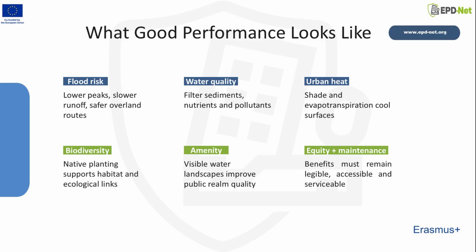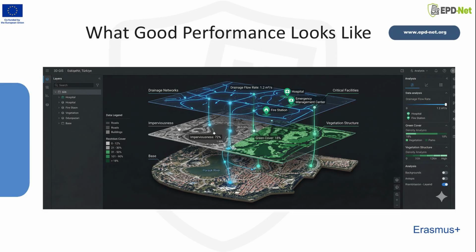Finally, equity and maintenance must also be considered, because benefits should remain legible, accessible, and serviceable over time. This multi-dimensional understanding of performance is essential in ecological planning. Stormwater interventions are valuable not only when they move water effectively, but when they also contribute to healthier, more inclusive, and more resilient urban environments. Co-benefits are therefore part of the design objective, not merely secondary outcomes.